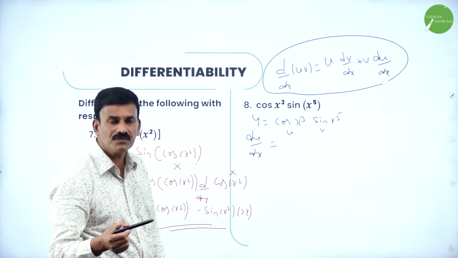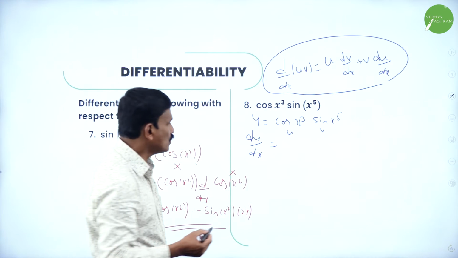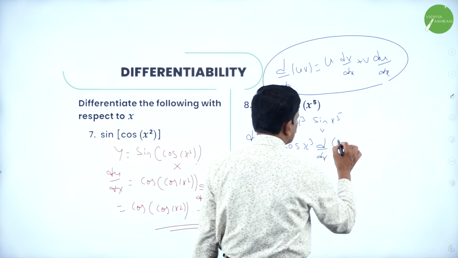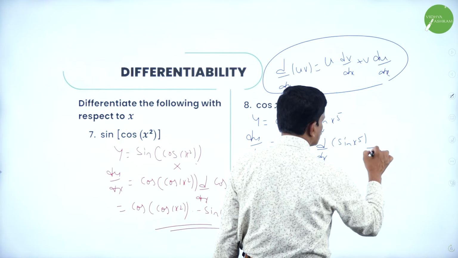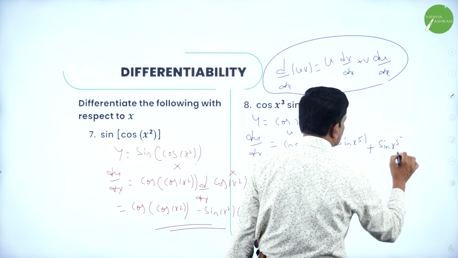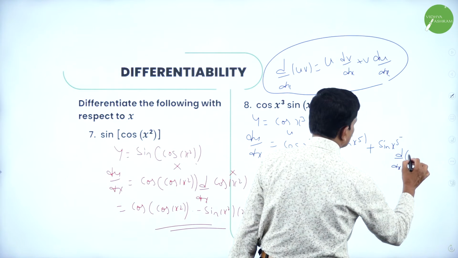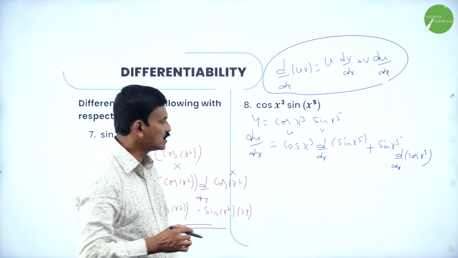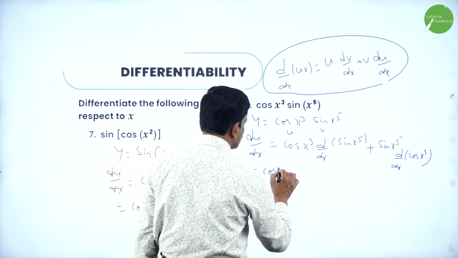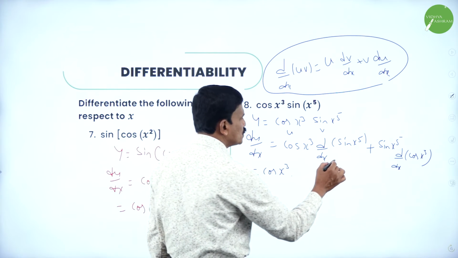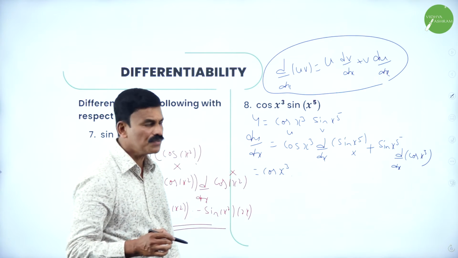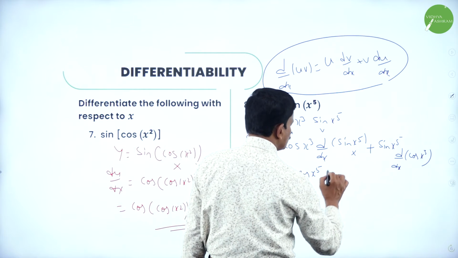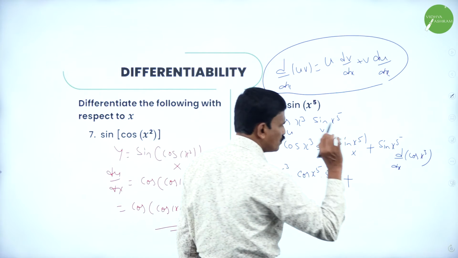So here what is first function? Cos of x cube. What is second function? Sin of x to the power of 5. Now keep first function constant, first function into d by dx of second function, sin of x raised to 5, plus second function constant, sin of x raised to 5 into d by dx of first function, cos of x cube. That's it. Now wherever d by dx, differentiate it. So this can be written as cos of x cube into differentiation of this, which is again a composite function. Differentiation of sin is cos x raised to 5 into differentiation of x raised to 5, which is 5x raised to 4. Finished.